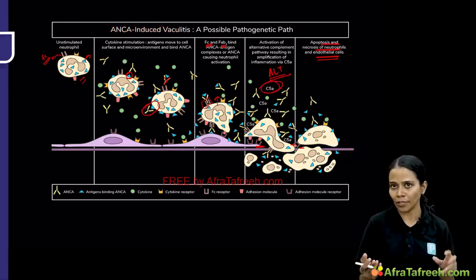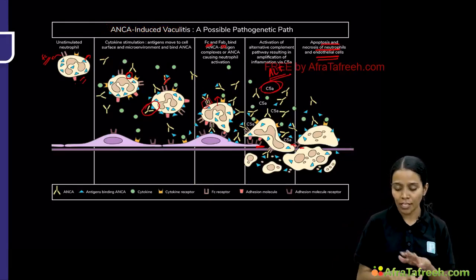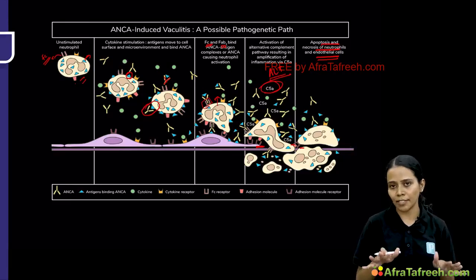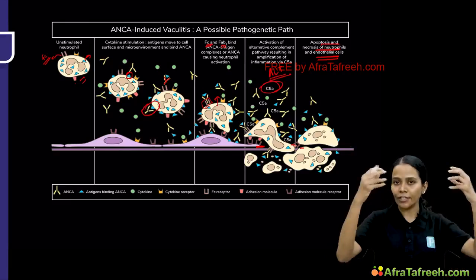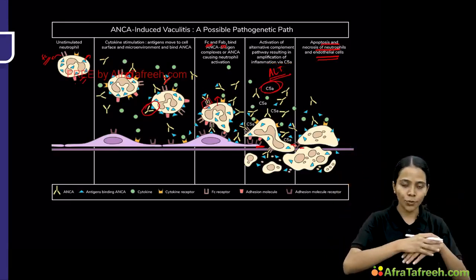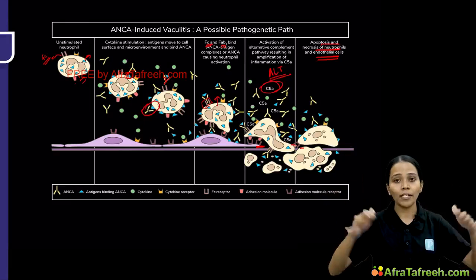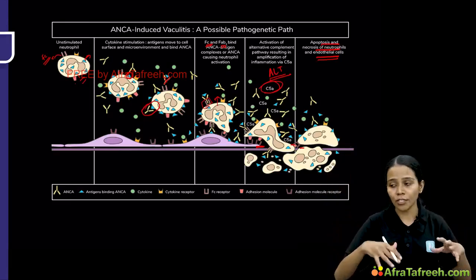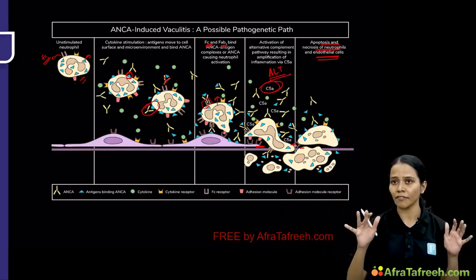Like there's going to be necrosis, in the skin it's going to present as purpura, in the kidney it is going to present as glomerulonephritis. So this is the pathogenesis, as simple as that. Cytokine stimulation leading to neutrophil activation, the antigens come out, ANCA binds to it, neutrophil again gets stimulated, stimulates the complement. Once the complement also binds to this, it moves in the subendothelial space, destroying the endothelium, causing vasculitis.